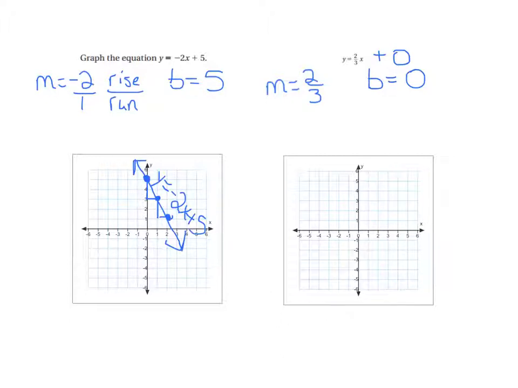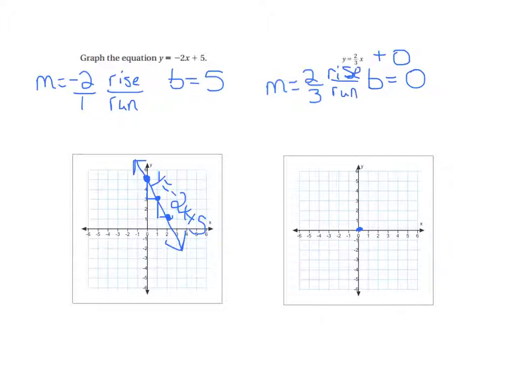We plot B on the y-axis. Where is the y-intercept of 0? Where do you think? It's at the origin, okay? Now I'm going to take 2/3. I'm going to use that as rise over run.